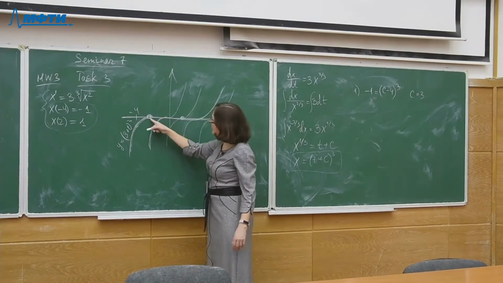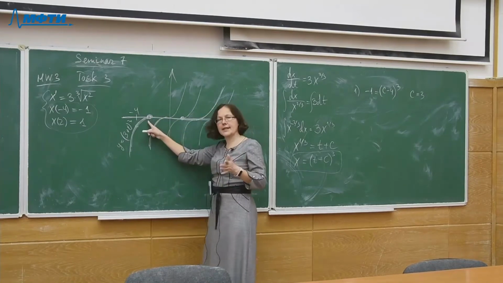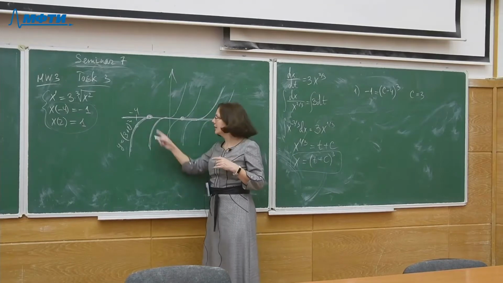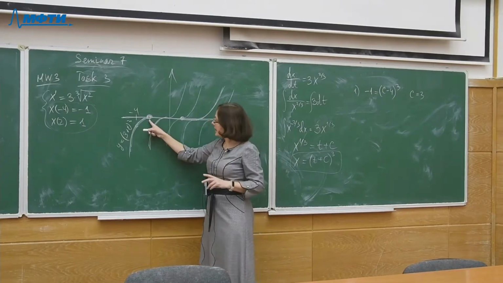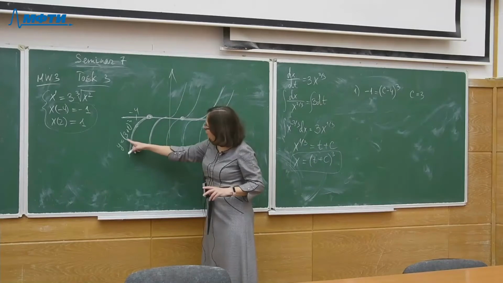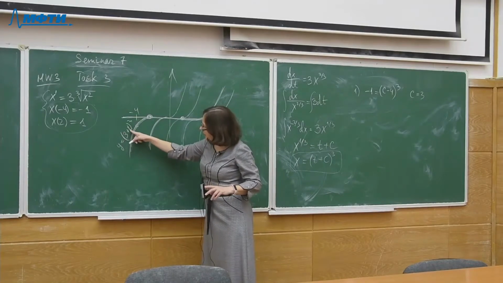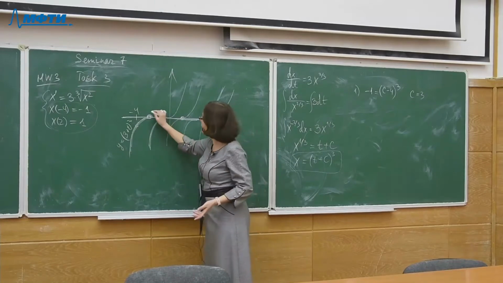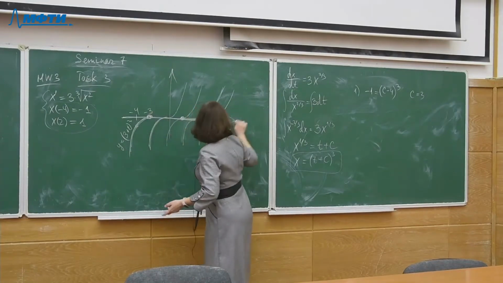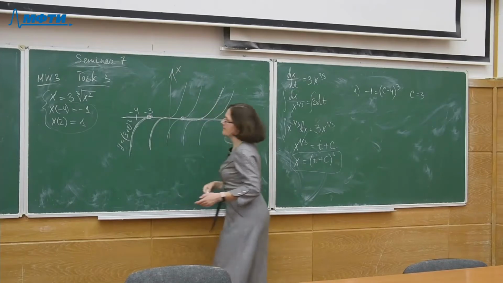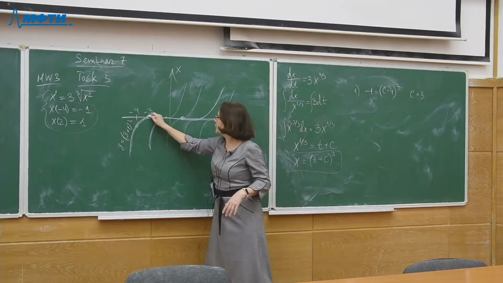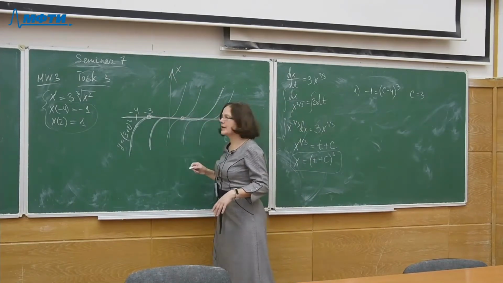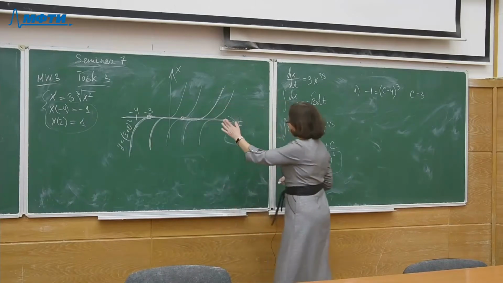x equals 0, but what is t? How to compute t at this point? Equate (3 plus t) cubed to 0. Then t equals minus 3. So t is minus 3. This is t, this is x. Then we should go along the t-axis up to which point?